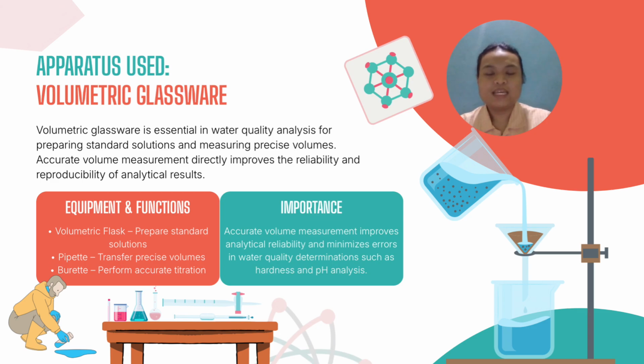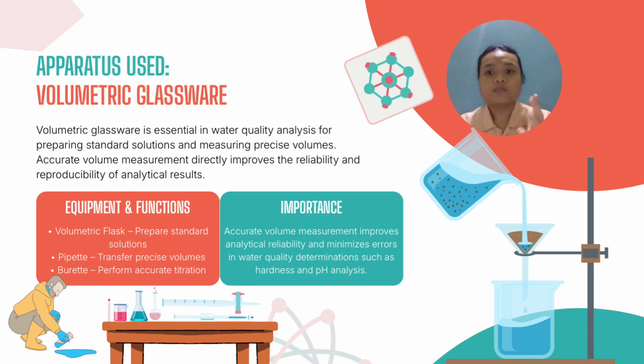Hello, I am Melissa, and on this slide, I will talk about the second apparatus used in water quality analysis, which is volumetric glassware. Volumetric glassware is essential in water quality analysis for preparing standard solutions and measuring precise volumes. Accurate volume measurements directly improve the reliability and reproducibility of analytical results.